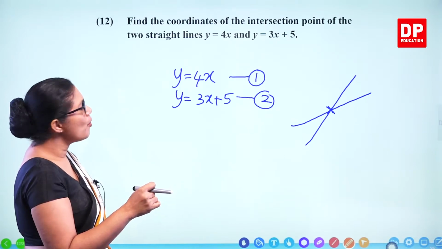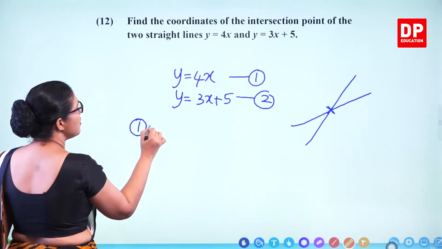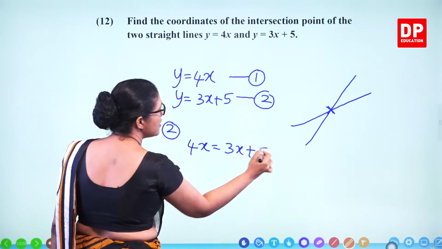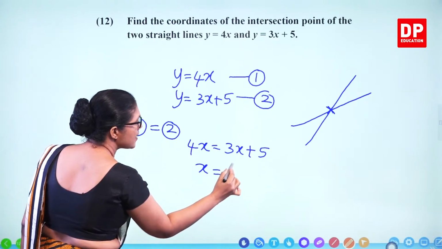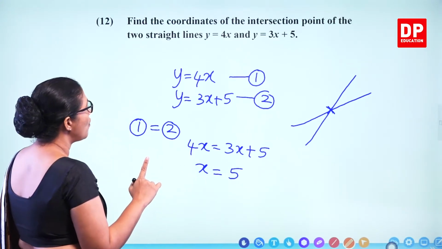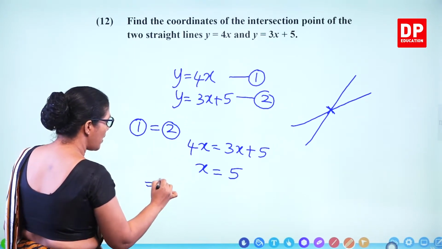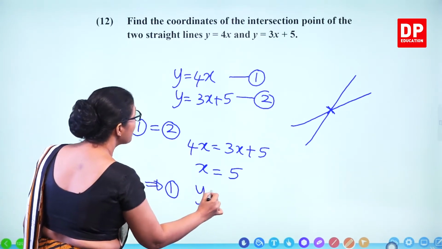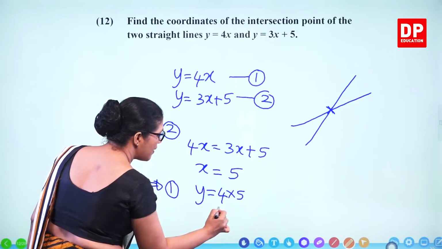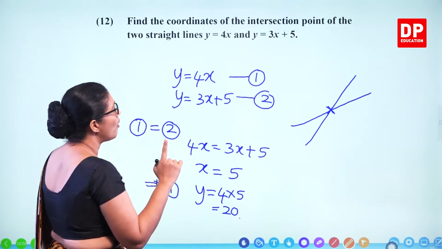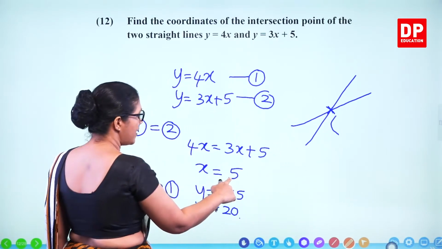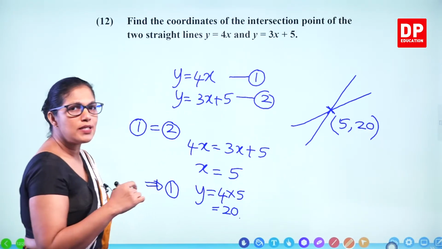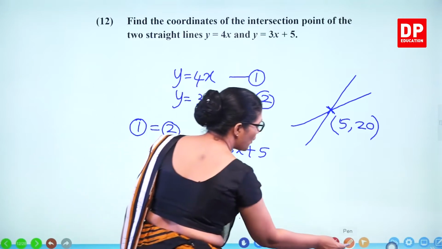Look at the left hand side, both are y. So you can equate 1 with 2. 4x equals 3x plus 5. Take 3x to this side, that becomes x equals 5. You found x equals 5. Take one of the equations. I'll take the first one and you can find the y value. What's y? 4 times x. 4 times 5, that's 20. So what's the intersecting point of the two lines? x is 5, y is 20. 5 comma 20 is the point. So 2 marks for that.